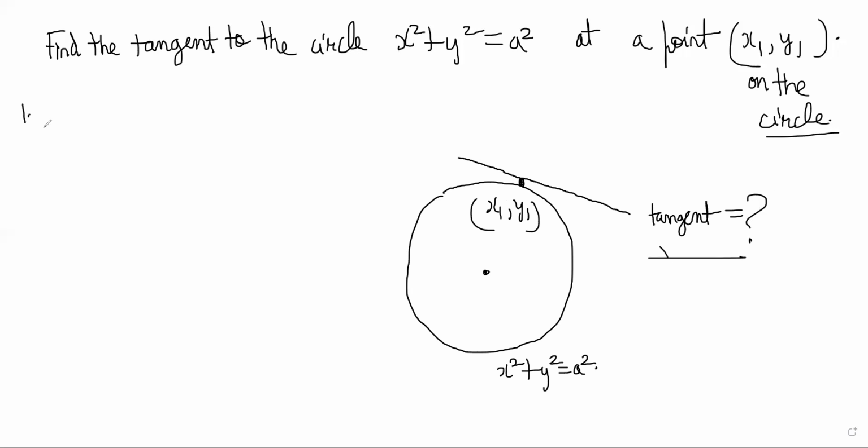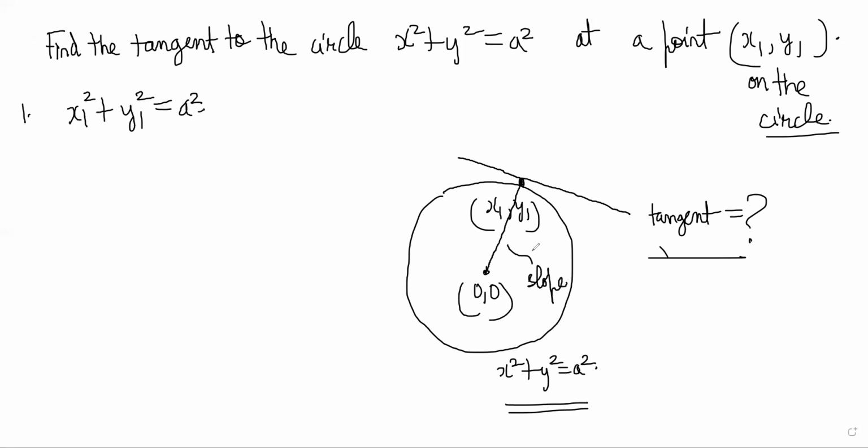The first thing that we know is that let's assume the tangent equation is y is equal to mx plus c. No, wait, maybe not. This is not the first thing. The first thing you can say is that x1, y1 should lie on the circle, so x1 square plus y1 square should be equal to a square, right? Then the next thing that we know is the center of this is 0 comma 0, right? So we know the slope of this, right?